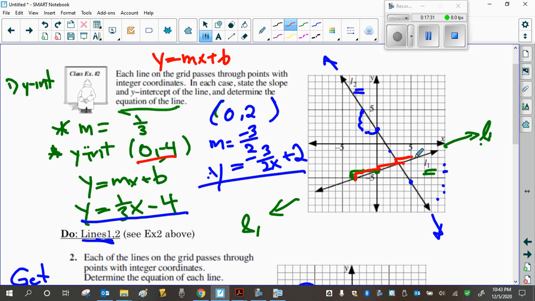1 up, 3 to the right. So the slope is a rise of 1 and a run of 3. Now that's all we need. So the second step is the slope, M the symbol for slope. And now you write the equation, and don't forget the y equals. That would be so sad. y equals 1/3 x subtract 4.